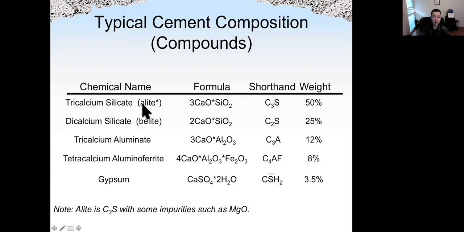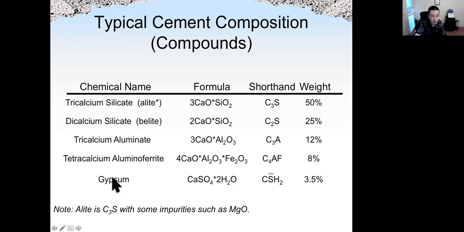We also call that C3S alite. Alite is C3S with a small percentage of impurities in it. So when we talk about alite, C3S, or tricalcium silicate, they basically mean the same thing. So there are many different names for us today. The second one, dicalcium silicate, also called belite, is 2 parts of CaO with 1 part of silicon oxide. Shorthand is C2S. The third one is tricalcium aluminate, 3 parts of calcium oxide with 1 part of aluminum oxide. The shorthand is C3A.